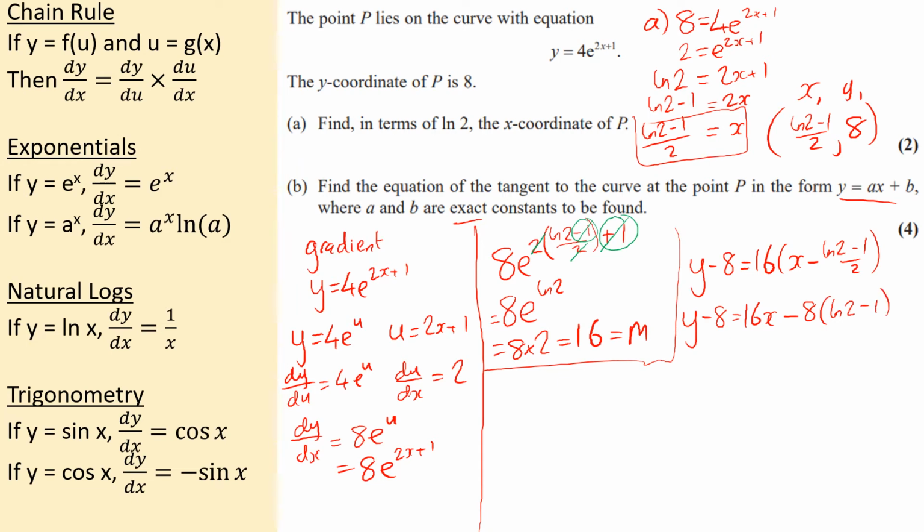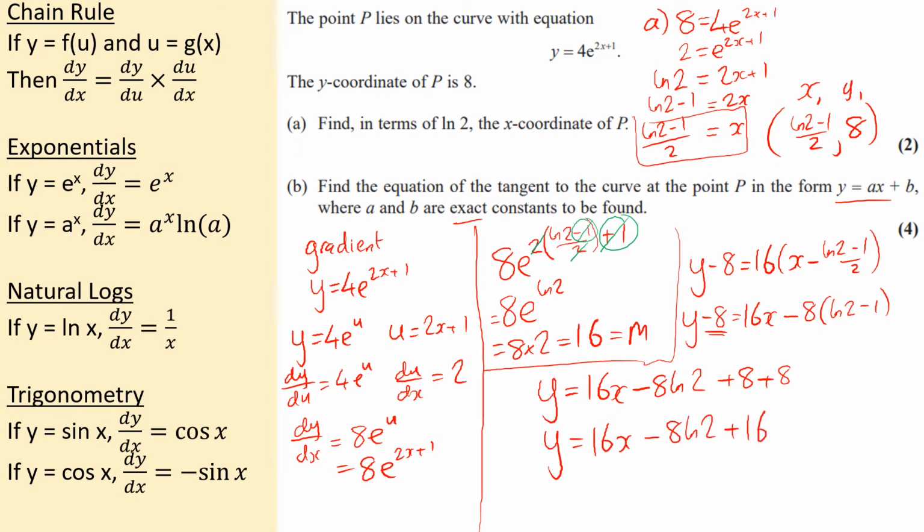And then we need to put it in this form, so it needs to be y equals. So how are we going to do that? So let's write it out a little bit bigger. So we've got y, we'll just add the 8 across, won't we? So y equals 16x, and then let's expand this bracket, minus 8 ln2 plus 8, and then plus another 8 from here. Tidy that up one last time. We've got 16x minus 8 ln2 plus 16. This is our value of a, 16. This is our value of b.